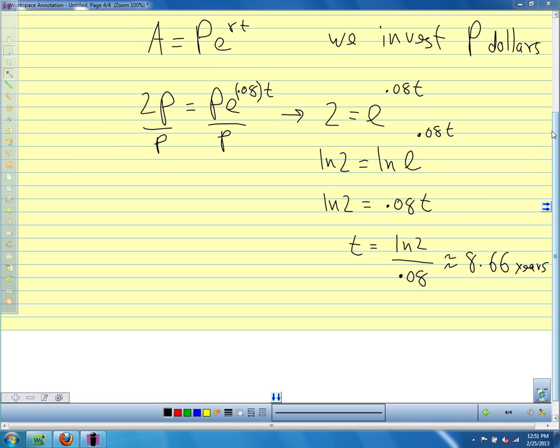So one thing that's interesting about this is it doesn't matter how much money I invest. No matter how much money I invest, if I'm getting 8% interest compounded continuously, I'll double it in 8.66 years. The initial investment doesn't matter. It'll always double in 8.66 years if we invest at 8% compounded continuously. Questions on that example?